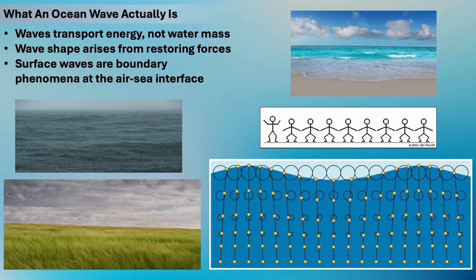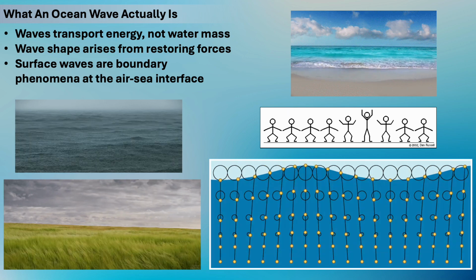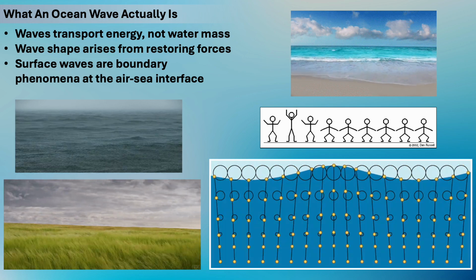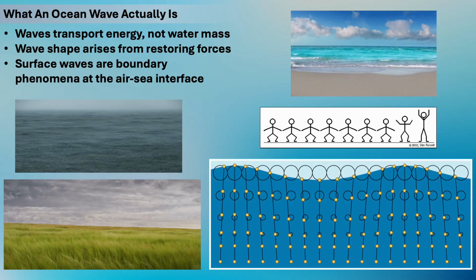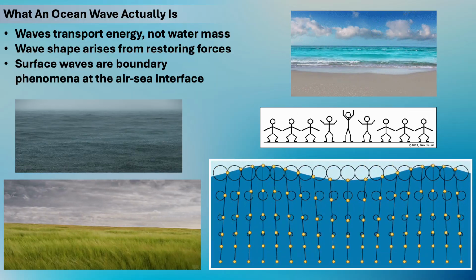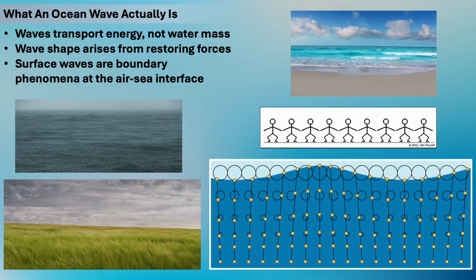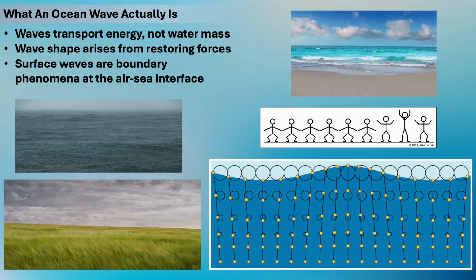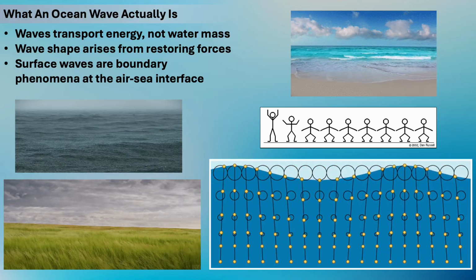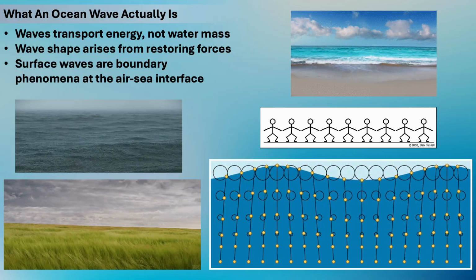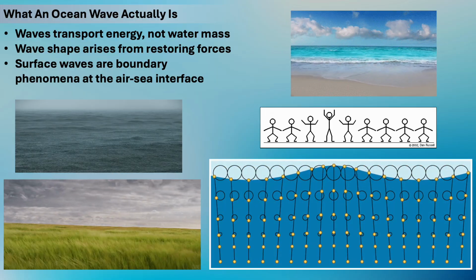At the air to sea interface, wind transfers energy into the ocean surface. That energy does not cause a slab of water to slide forward. Instead, it causes individual water parcels to oscillate around a stable position. The wave we observe, the crest and trough pattern, is the spatial expression of that oscillatory motion.